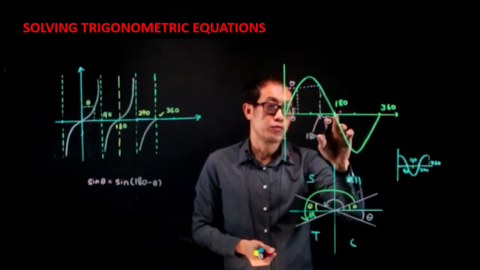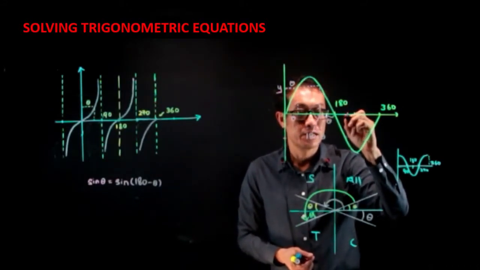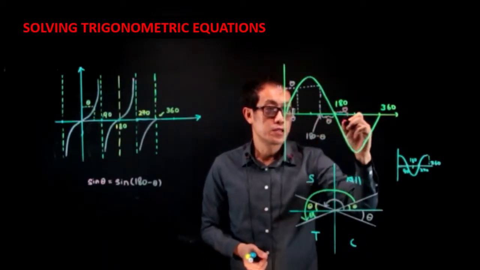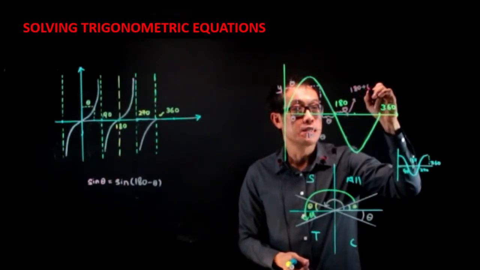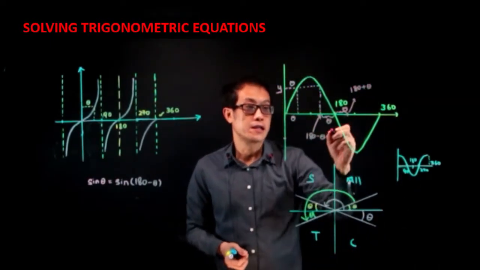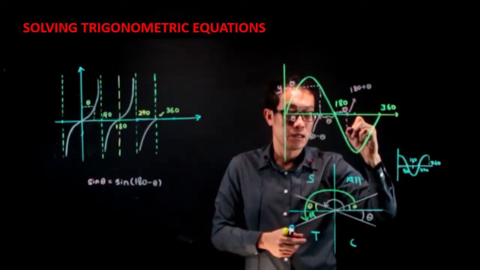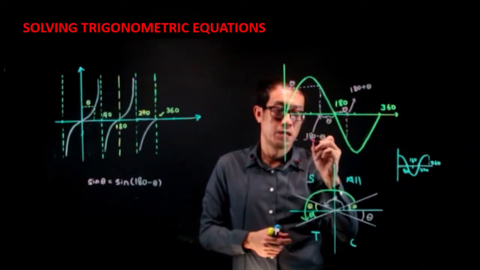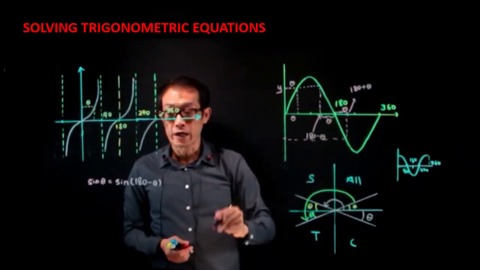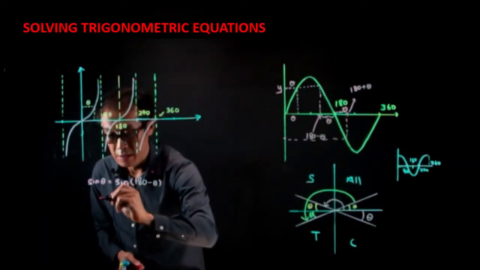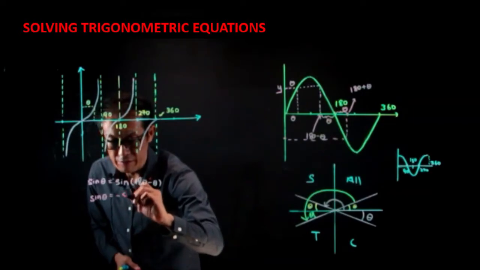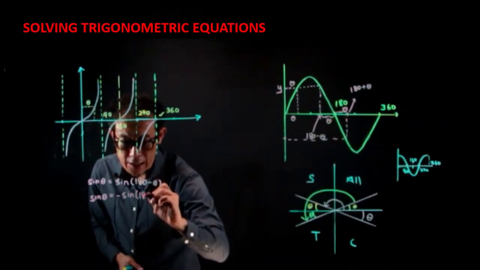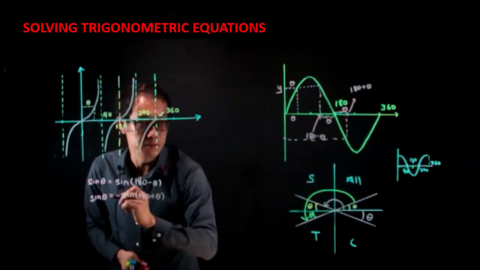Now let's move another theta here. So this is theta, another theta. So this part will be 180 plus theta. And because it's symmetrical, you get the negative of this. So sine theta is equal to negative sine 180 plus theta.